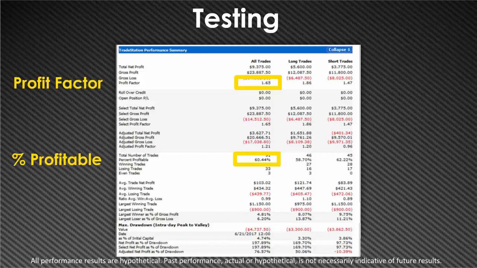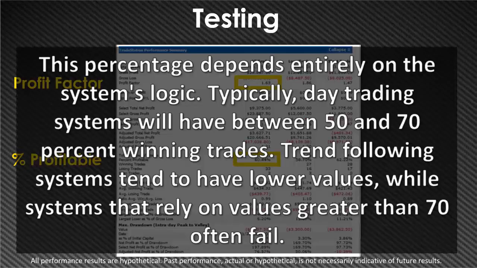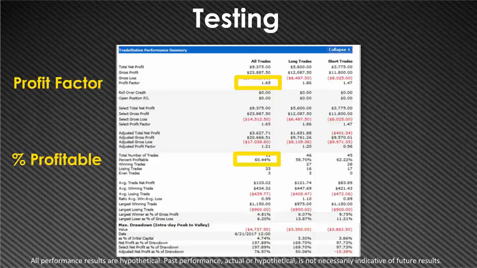The next one is the percent profitable. The percent profitable is just the number of winning trades divided by the total number of trades for a system. This value represents the winning odds for the system, and it really depends entirely on the system's logic. Typically, day trading systems will have between 50 and 70% winning trades. Trend following systems tend to have lower values, while systems that rely on extremely high values like 70, 80, 90%, again, they often fail when you actually put them in the markets for real.